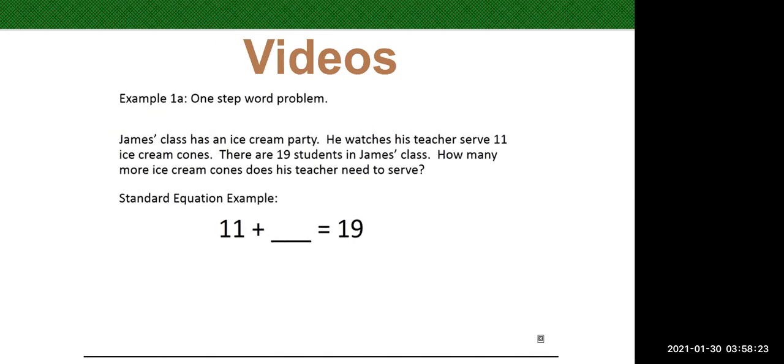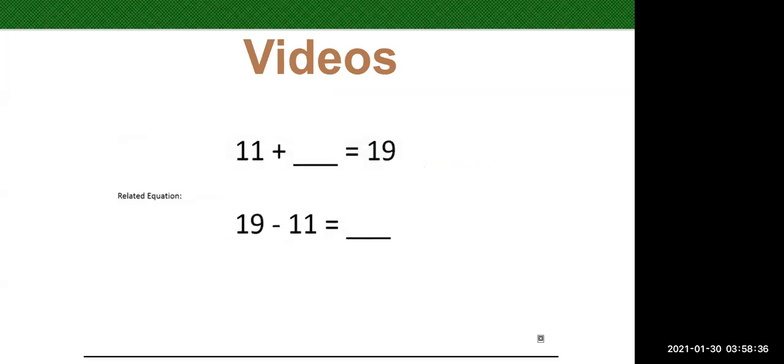Here's a number sentence that contains the facts from the problem. 11 ice cream cones served plus the number of ice cream cones that still need to be served equals the 19 students that are in James's class. Using related equations, also called fact families, students should be able to change the equation 11 plus some number equals 19 into 19 minus 11 equals some number.